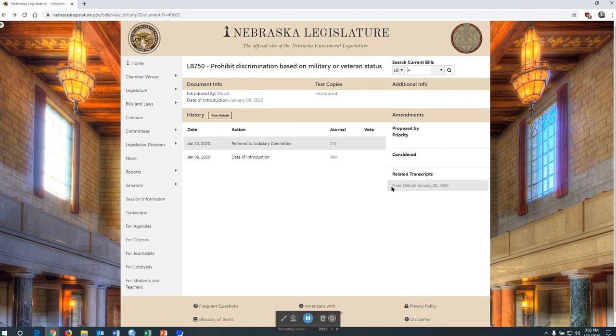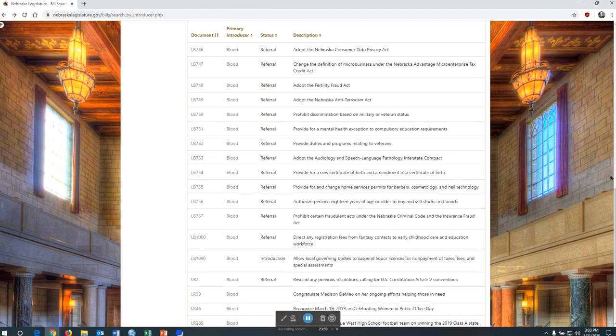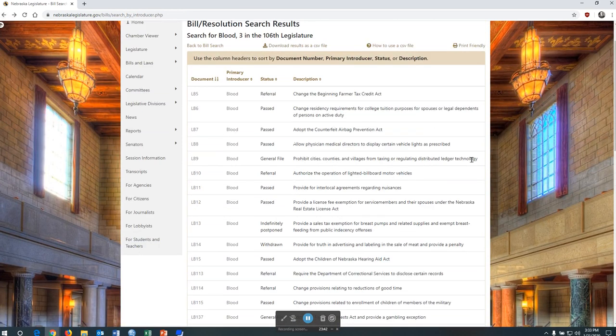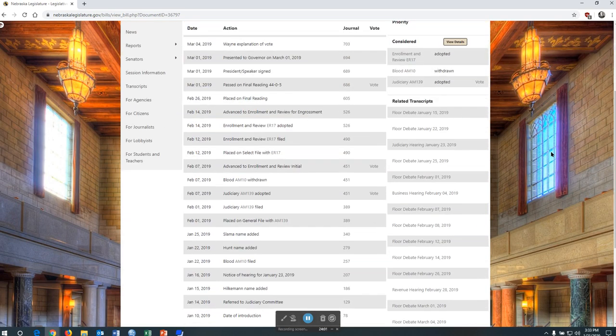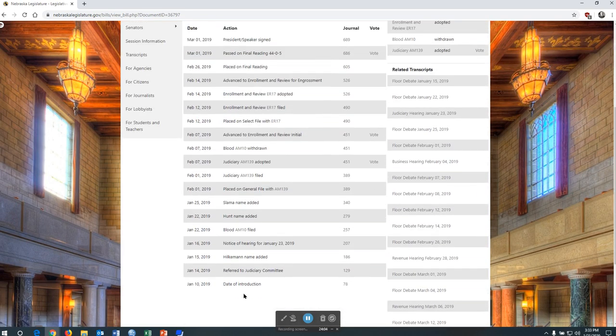Okay, so let's go back again. I'm going to hit the back arrow and hopefully the whole list of hers comes up. So let's go back to the first year of this session and find a past law. So here is the Counterfeit Airbag Prevention Act, LB 87, was passed. Again, the reason I want to show you this page is because, again, reverse chronological order, she introduced this around the first day of the session in 2019, a year ago. And then here's all the steps that this bill took.